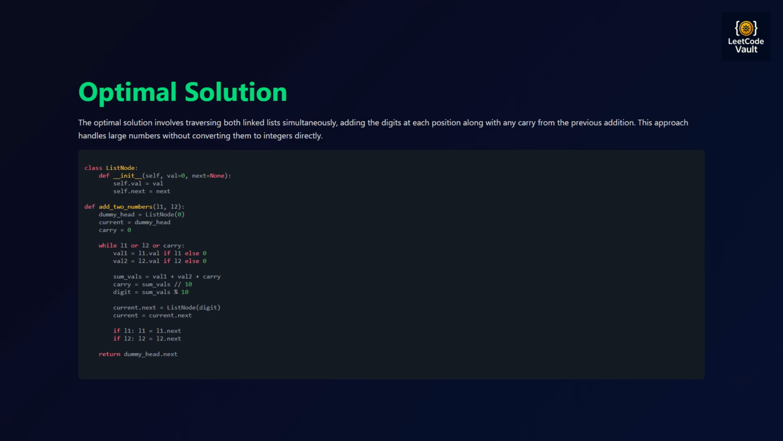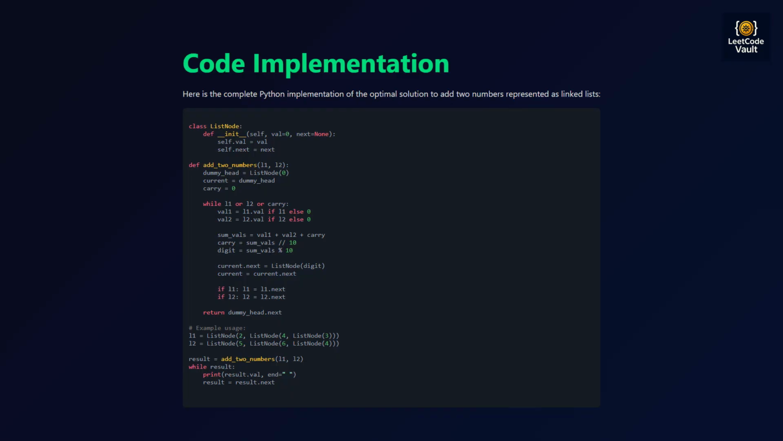We use a dummy head node to simplify the construction of the result list. At each step, we add the values of the current nodes from both lists, or 0 if a list is shorter. Then we add the carryover, get the remainder, the new digit, and set the carry for the next iteration. It's an iterative approach that efficiently handles large numbers without hitting those overflow issues from the brute force method. This dynamic approach makes the solution both efficient and easy to implement.